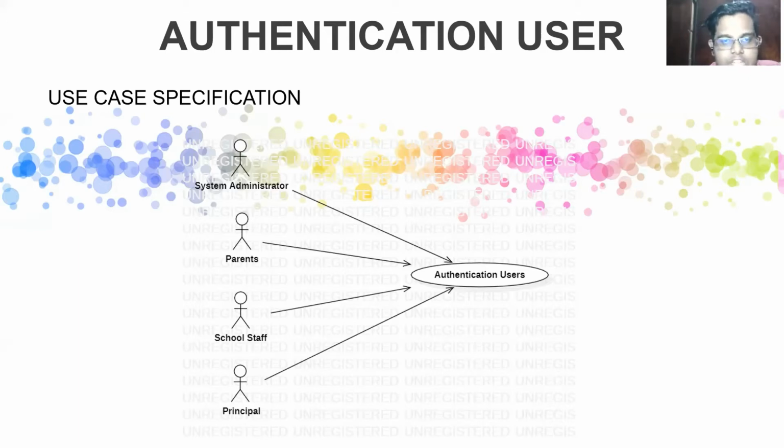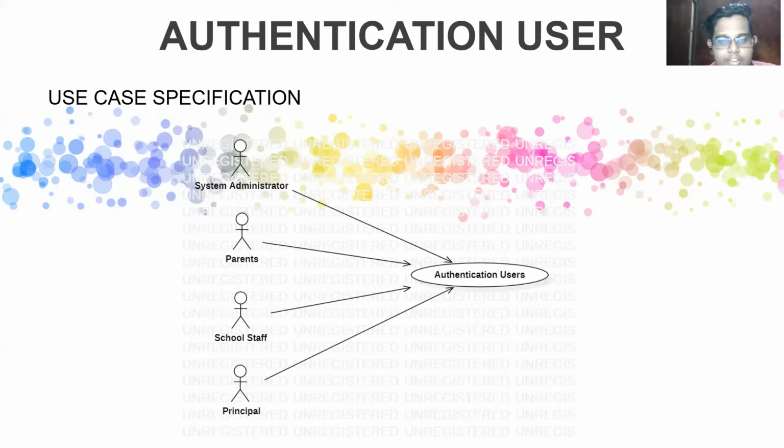For A2 change password, parents, school staff, system administrator, and principal can change their password after login to the system. For A3 forget password, through this method, the system will ask the user to enter their email. After entering the email, the system will send the new password to the user through email.